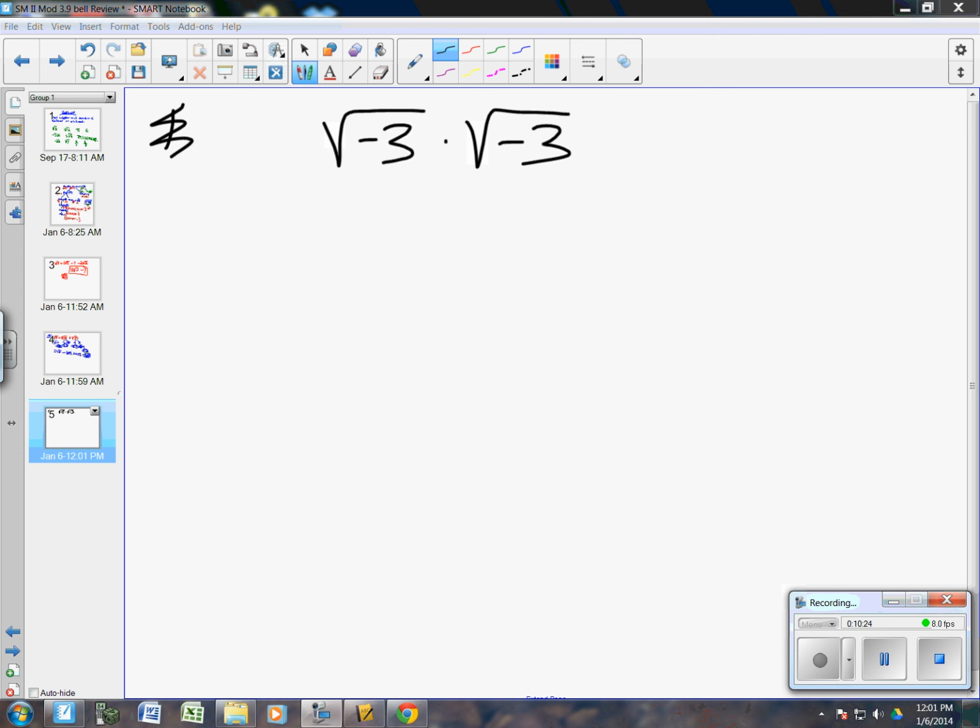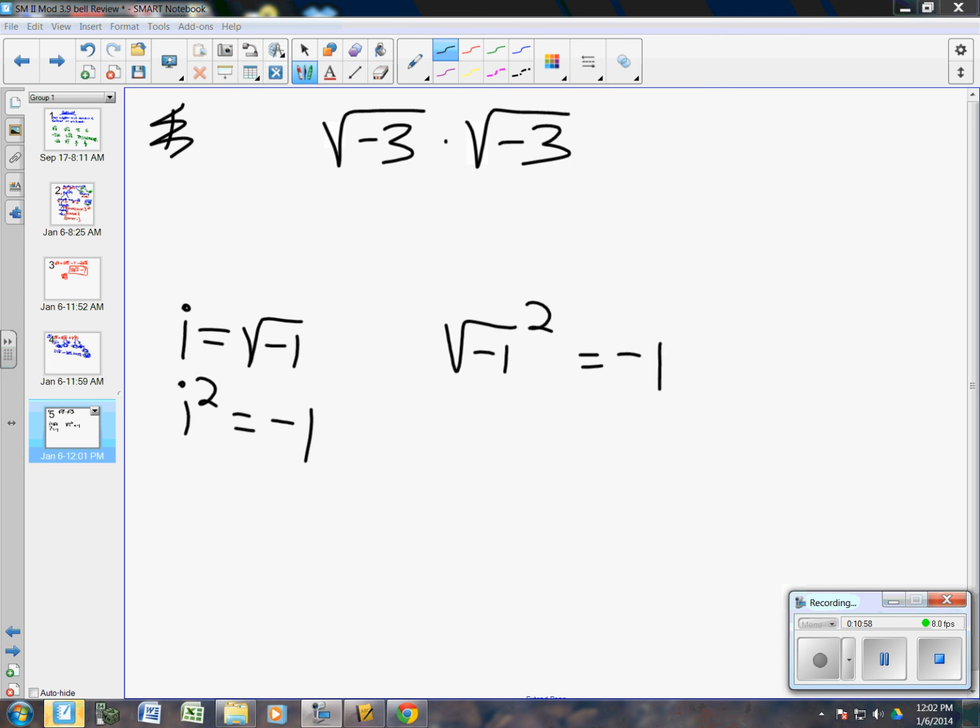Last time we were in class, we learned about i. We learned that i equals the square root of negative 1. What did we learn i squared was equal to? Negative 1. Remember that? Okay. Because think about it, it would be the square root of negative 1 squared. If you look at it this way, i is the square root of negative 1, and you square it, the square root and the square undo each other and you get negative 1. That's why i squared equals negative 1.